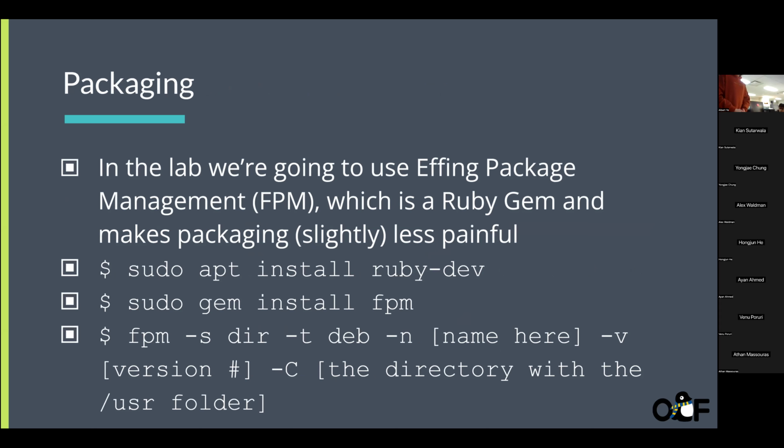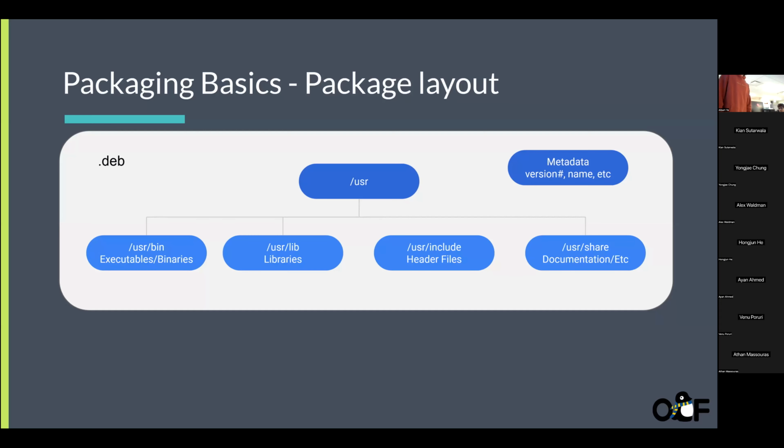So we're going to use FPM, the effing packages. I have no idea why it's named this, but it's basically a Ruby gem, and it makes packaging less painful. I've never used it particularly, but we use gem install for FPM, and then you just run this long command. This long command essentially will build the package into a Debian file. So this is probably more standardized.